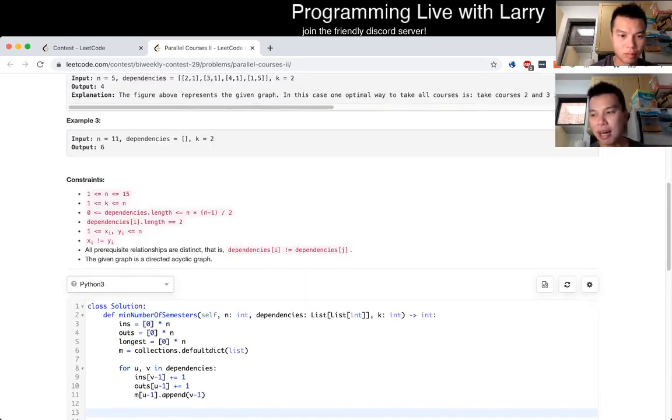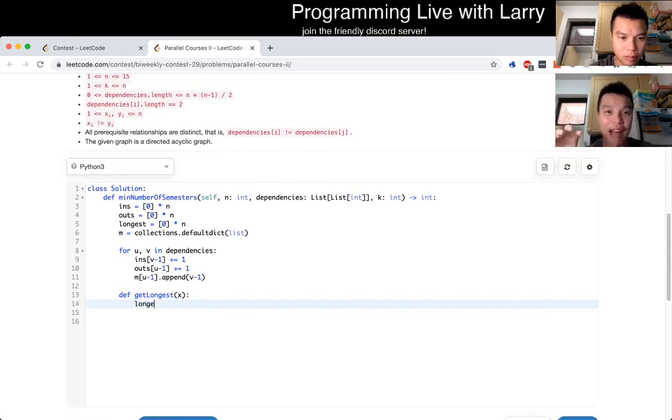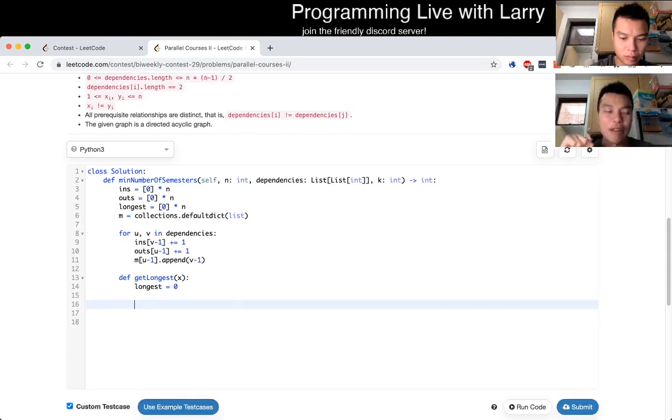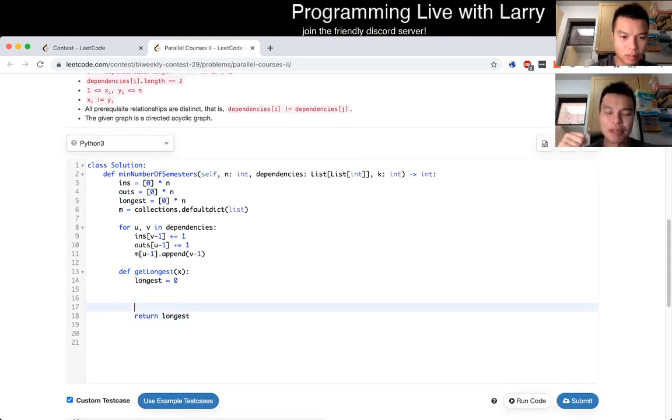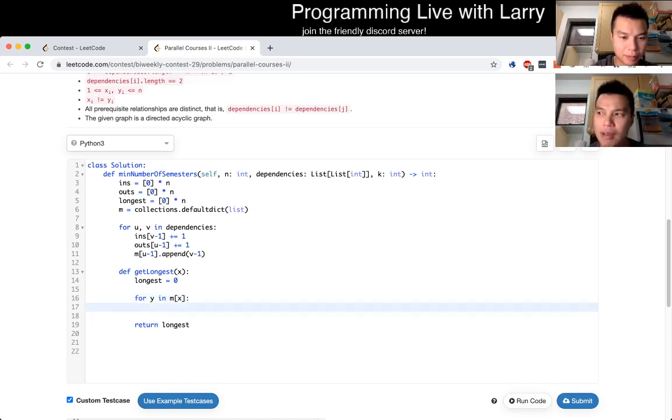Basically, the greedy part comes from figuring out that, given the longest path of this graph, that will always be at least the minimum length, the smallest minimum number of semesters. So I was like, okay, we could just be greedy on that, because we always want to take the node that is part of the longest path. Why not, right?